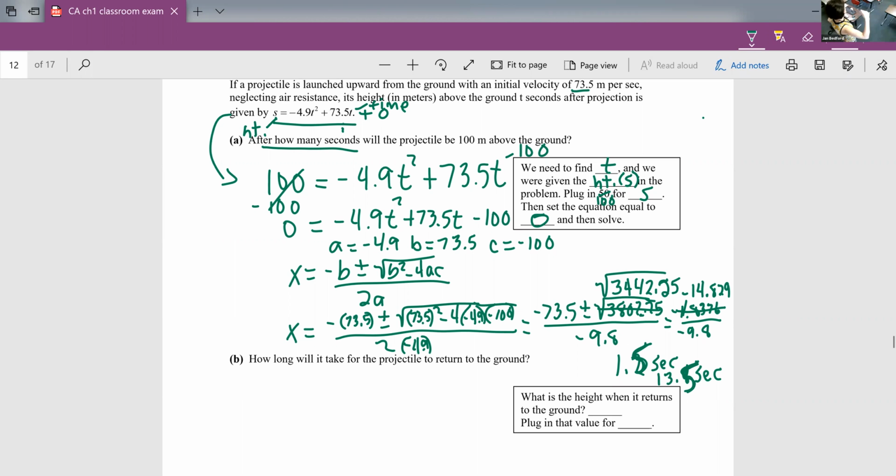Now, first of all, are these answers reasonable? Because remember, it's asking us after how many seconds will this thing be 100 meters above the ground? Would it have made sense if we had gotten a negative number, like negative 0.3 seconds? Why not? Can you get a negative time? Can we go back in time? If you figure out how to do that, you will make all the money you could ever possibly spend, because there are a lot of people who like to time travel. But no, negative time does not make sense.